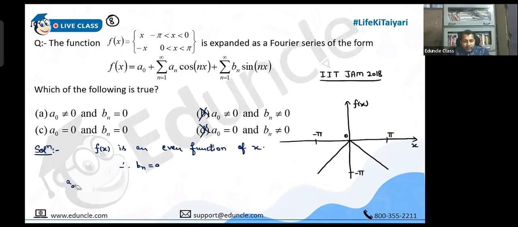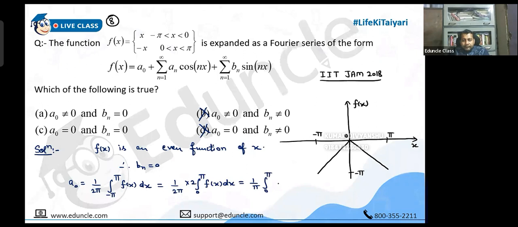So we can check for a naught. L is equal to pi. And be careful, here the formula is a naught, not a naught by 2. So in the formula for a naught, you need to write 2 pi instead of pi. Because this is an even function, I can write it as twice the integral 0 to pi f(x) dx, which is non-zero. So option A is correct.